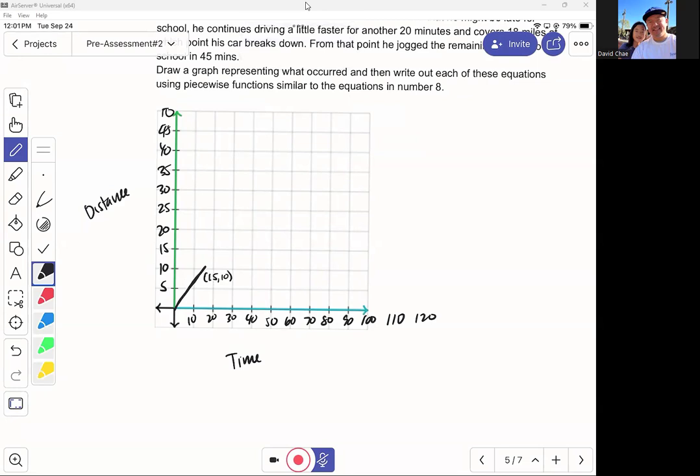Then what did he do after that? He rested for 30 minutes, right? So it goes all the way to what? 45, right? So what's the end point there? 45 and 10. We good?